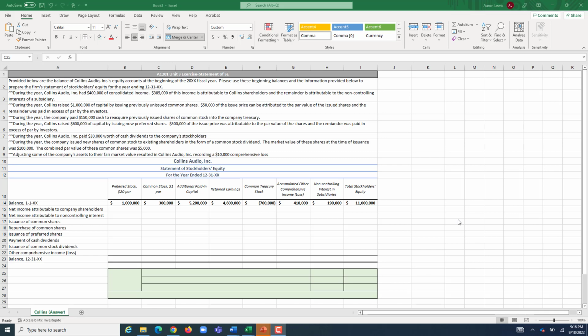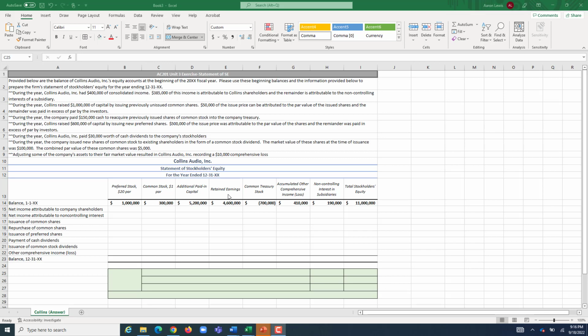It is very similar in concept to the statement of retained earnings. By this point in your accounting education, you have made a statement of retained earnings. What do you do on a statement of retained earnings? You show not only what the beginning balance was and the end balance is for retained earnings, but how it changed during the period. What additions did you have to retained earnings, primarily in the form of net income? What subtractions did you have from retained earnings? That's distribution to owners, primarily in the form of dividends.